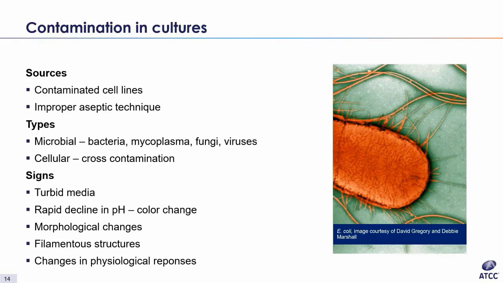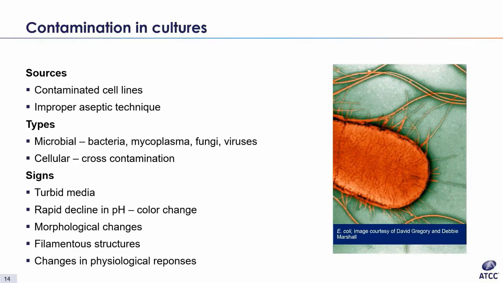We now come to the topic of contamination. The main types of contamination we'll be concerned about are microbial, which include bacterial, mycoplasma, fungi, and virus. There's also cellular contamination, meaning one cell type or cell line has invaded another. We'll discuss this in a little more detail shortly.